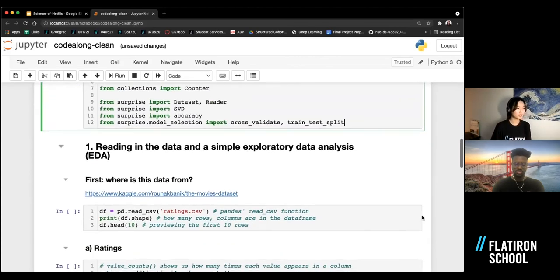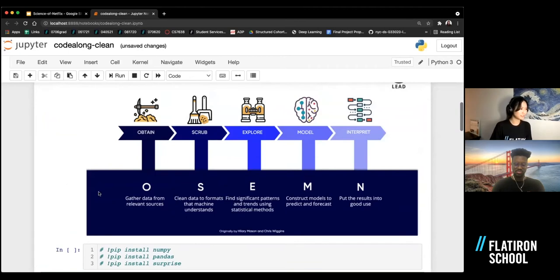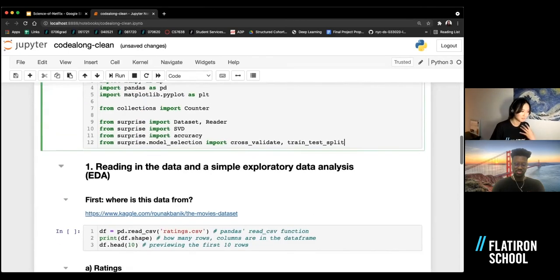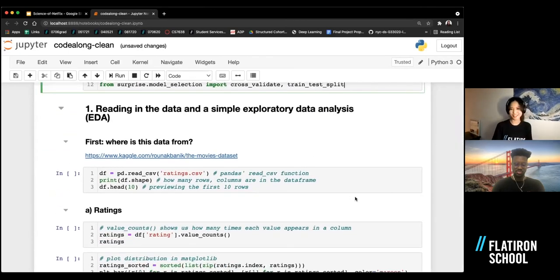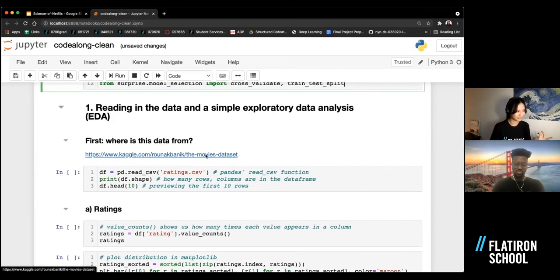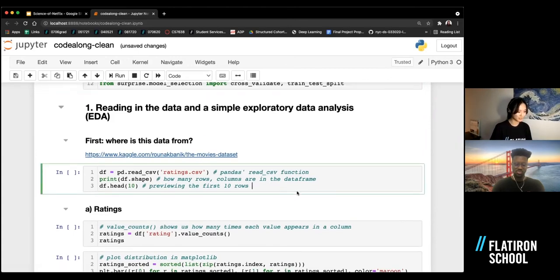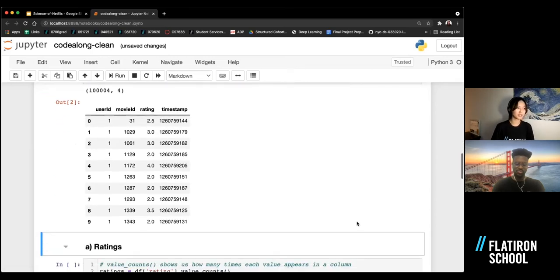Okay, so first let's grab our data. First step is obtain. I managed to find a ratings data set somewhere on the internet. You can feel free to check it out and get some information on that. When I run this code, this is what our data looks like.